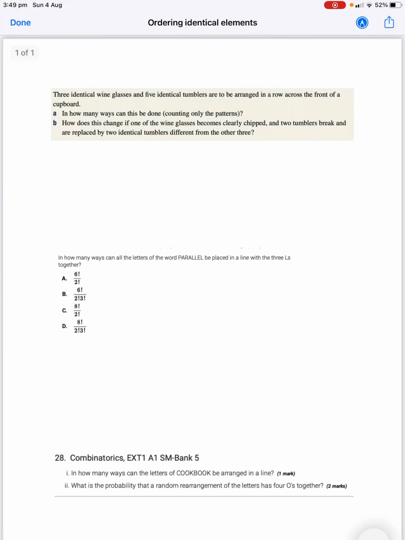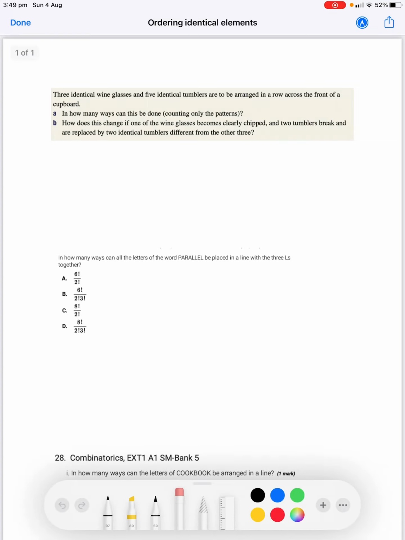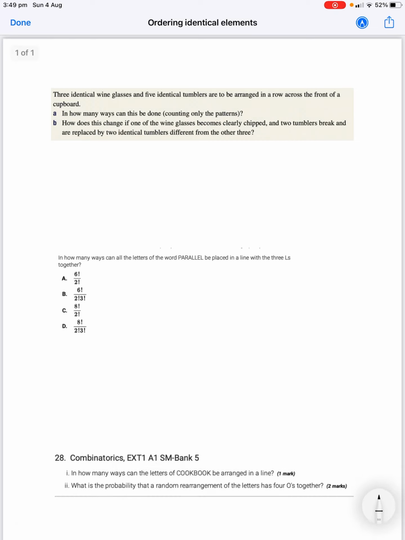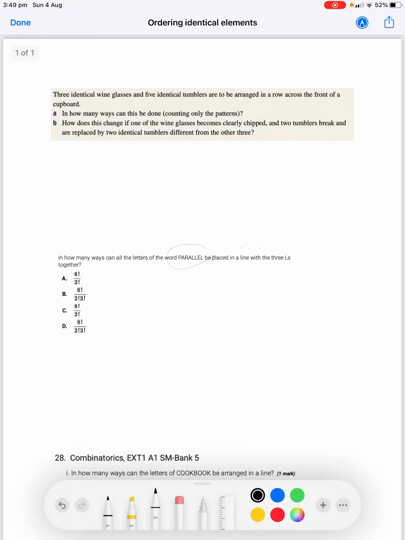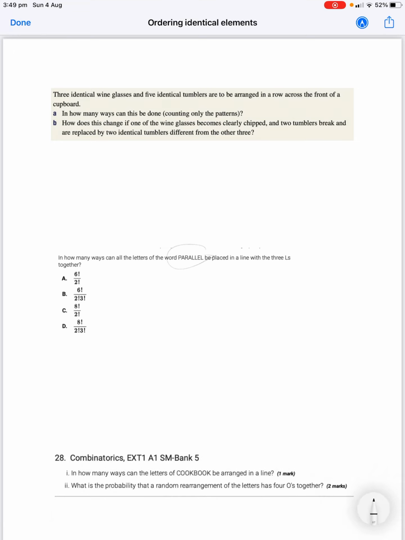Alright, so now what we're going to do is look at ordering things when there are some identical elements. By identical elements, we mean some things that are the same. These can either be like in this question, identical wine glasses, or they can be like in this question here, where we've got identical letters. So there are two different scenarios that we can look at, and we're going to explore what both of them look like.